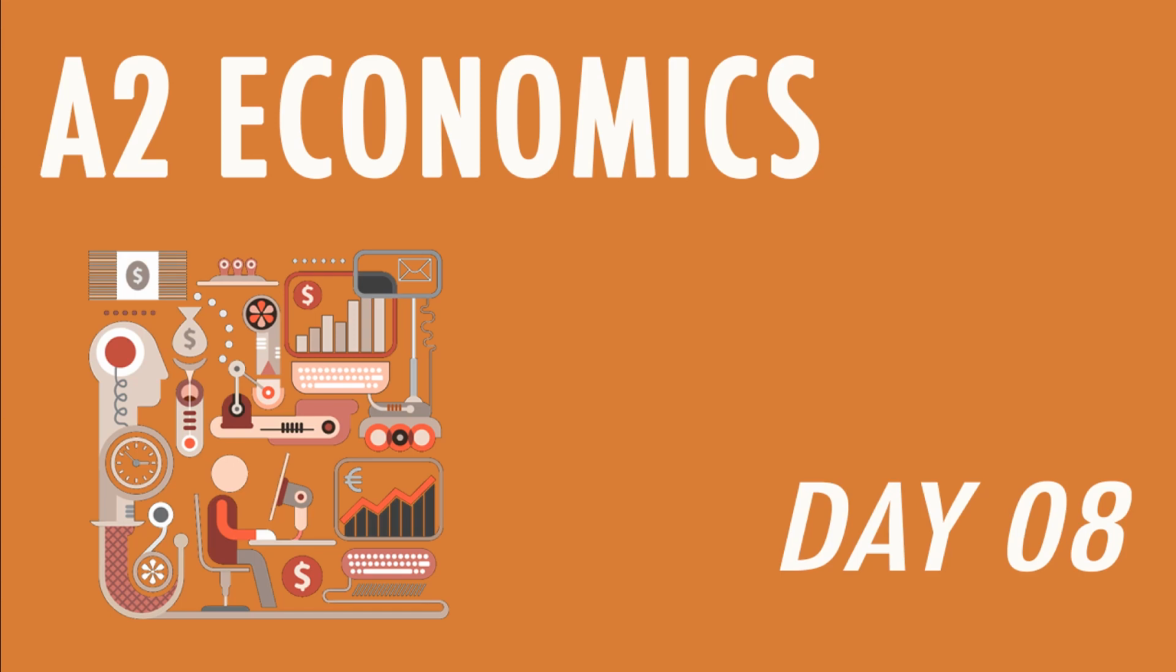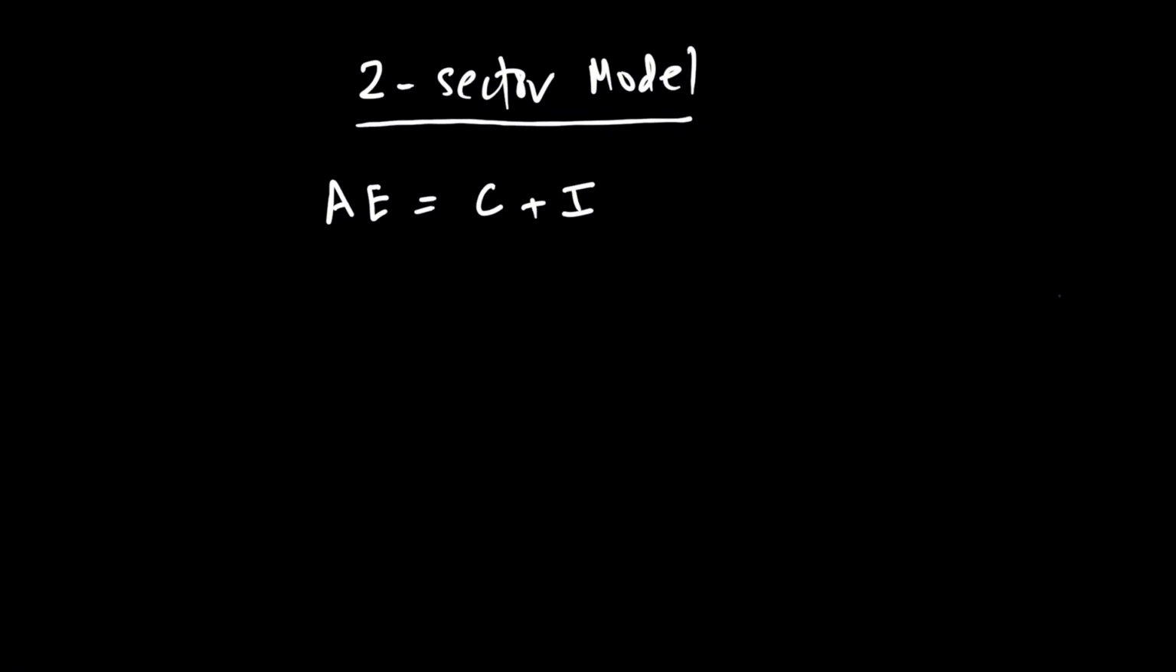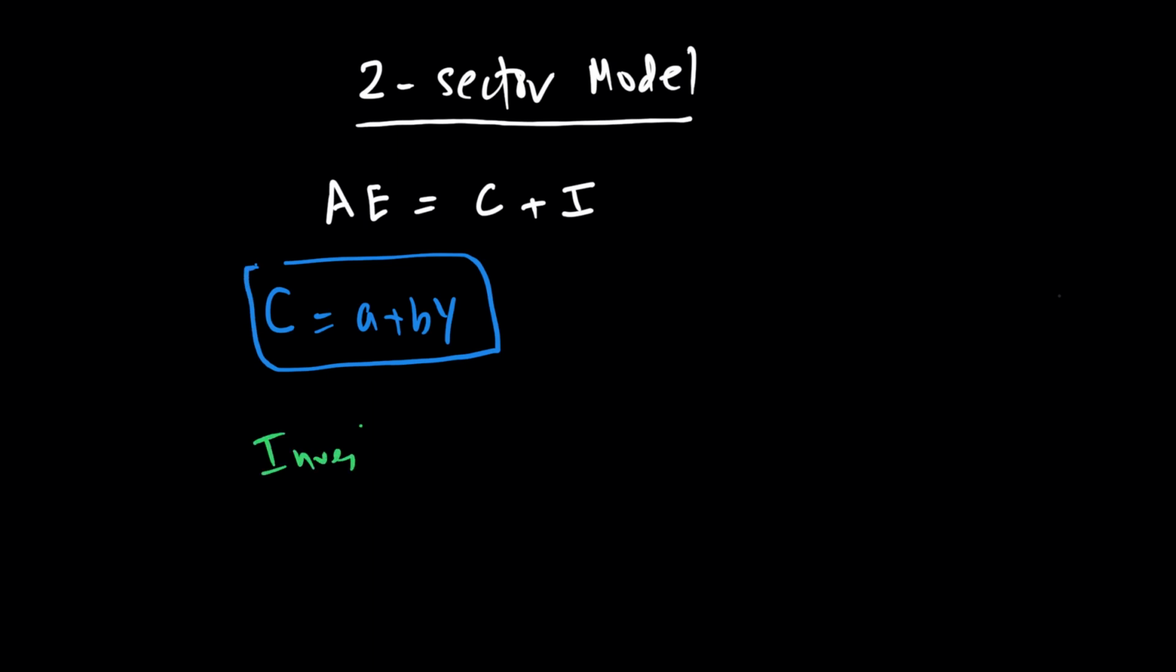Hi guys, this is day 8 of the A2 Economics Revision Challenge, and today we're doing investment in the two-sector model. In our last video, we talked about consumption in the two-sector model, and we looked at how consumption was equal to A plus BY. Today, once we've established consumption, we will bring in what we call investment in the two-sector model. So we will finish our two-sector model, which is basically C plus I, and we look at investment in detail.